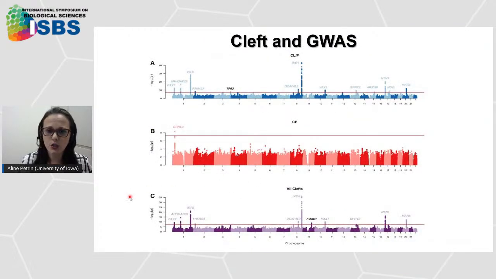Okay, so in this case, I'm just showing you Manhattan plots from studies we did here in Iowa and with our collaborators, in which we discovered hits for cleft lip and palate, for cleft palate only, and for all kinds of clefts combined. And you can see here that when we look at all clefts combined, the signal that we had for cleft palate only disappeared. So that's telling us that this gene is specific for cleft palate only, and it's not as relevant for cases with cleft lip and palate.